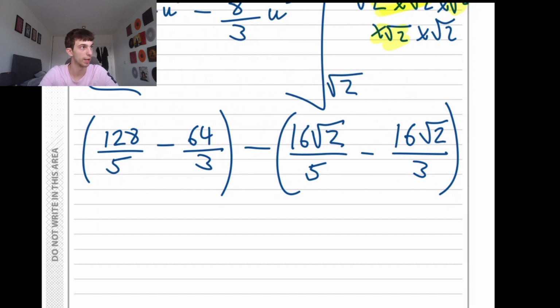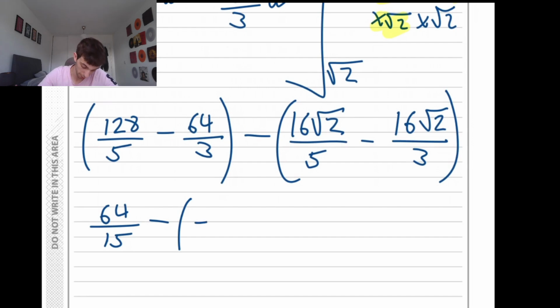So we have 128 over 5, take away 64 over 3. So we have 64 over 15. That's looking quite good compared to what we're trying to get to in our answer. It's going to be take away 16 over 5 root 2 minus 16 over 3 root 2. We can almost just factor out the root 2's essentially. Let's just think about it. So we have 16 over 5, take away 16 over 3. So that's minus 32 over 15. So we actually have minus 32 over 15 root 2.